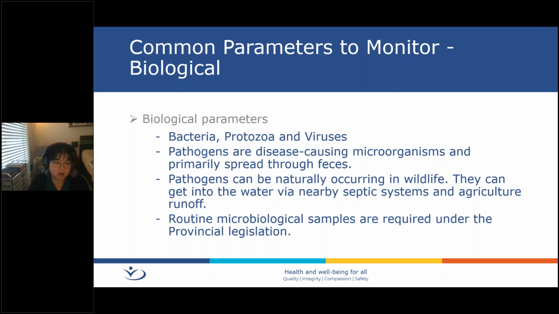So pathogens are disease-causing microorganisms and primarily spread through feces. And pathogens can be naturally occurring in wildlife. They can get into water through nearby septic systems or agricultural runoff. And so routine microbiological samples are required under the provincial legislation, as mentioned earlier. That's a 4 samples a month requirement.